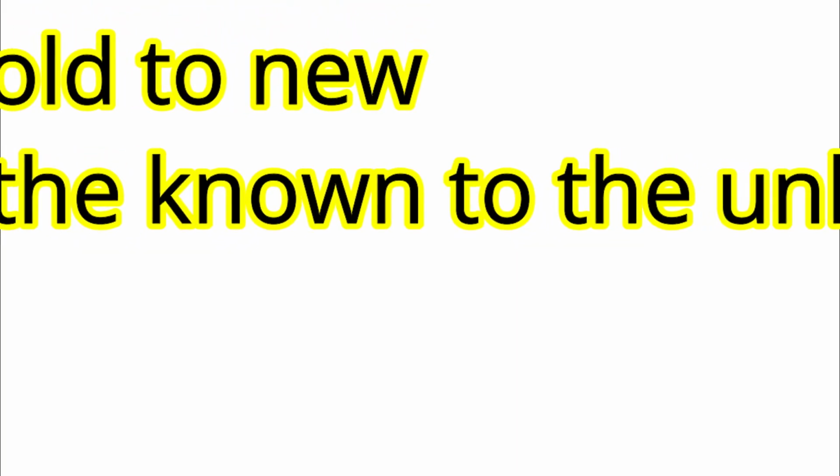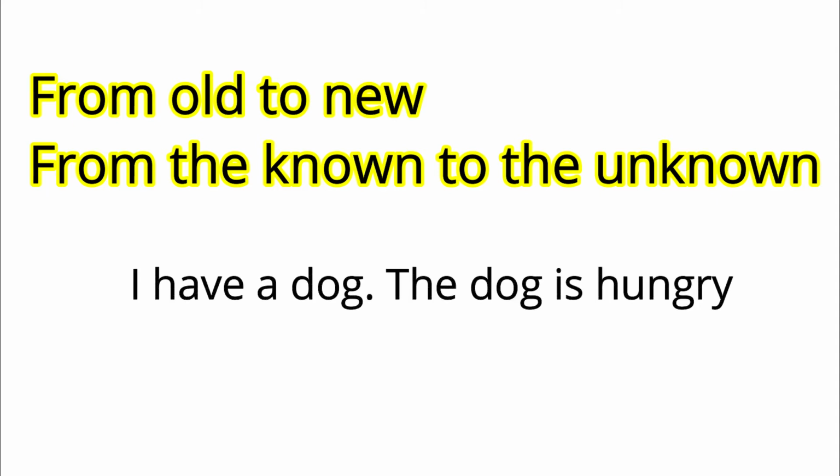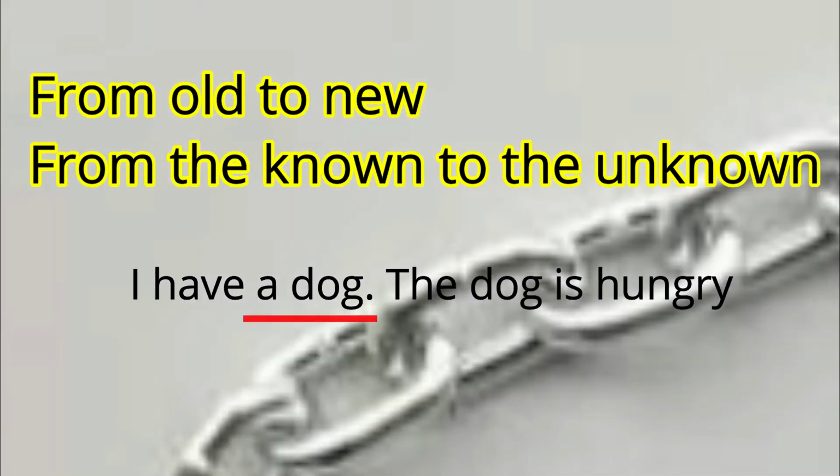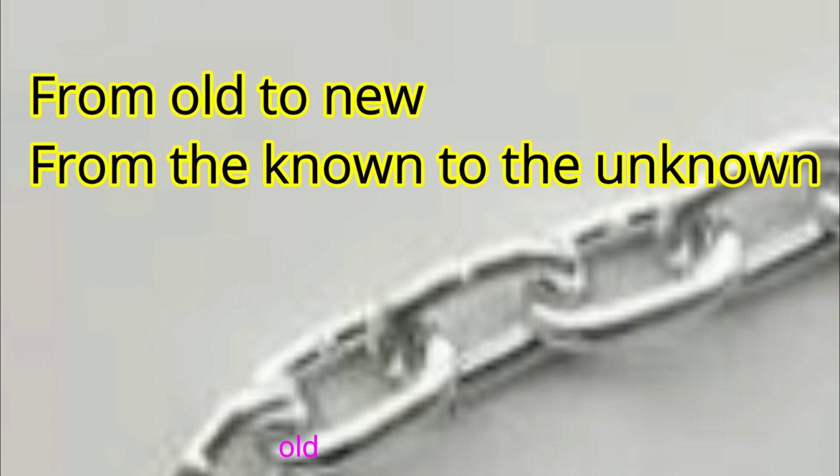In English discourse, ideas placed at the end of a sentence are far more important than the ones at the beginning. For example, I have a dog. The dog is hungry. A dog and hungry are new information. When new information is placed at the end and old information is placed at the beginning, the reader can move from the familiar known information to the unknown new information. So to link cohesively, ideas need to be presented from old to new, from known to unknown.